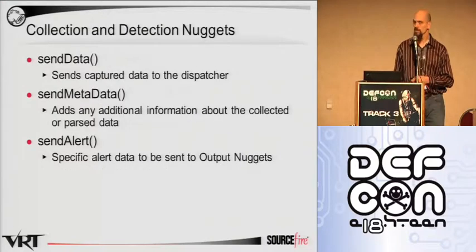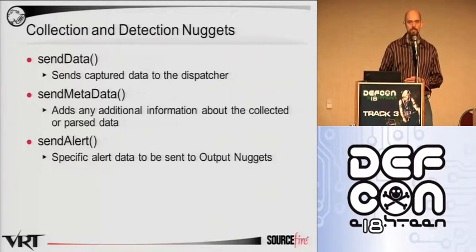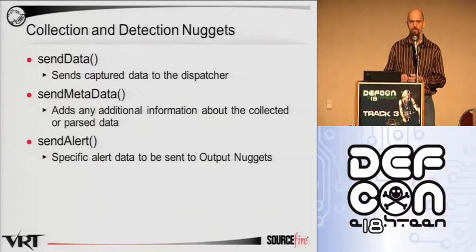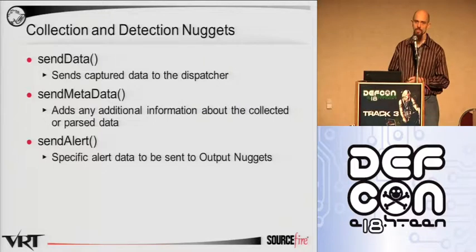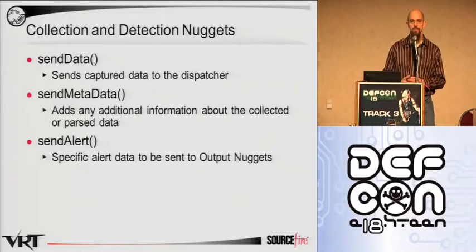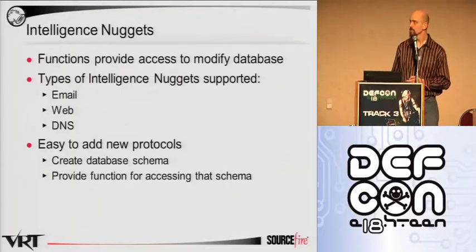Okay, so collection and detection nuggets. As I mentioned before in the demo, we have the SMTP parser nugget, which is a detection nugget, but one of the key things it does is get data in, split it out into little pieces and send it back, as all detection nuggets can do. That's the same idea of what a collection nugget would do. They both share send data and send metadata for providing data back to the system and the dispatcher. Detection nuggets, of course, also have send alert, which, as you would expect, sends an alert that is then handled by the dispatcher and sent to the output nuggets.